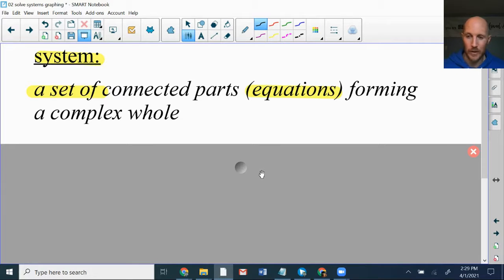So you could have like an ecosystem that you learn about in biology class, all these different animals and life forms, plants and things that are all connected together as part of a whole system. You could have like a circulatory system in your body, and same idea. So we've got a couple of equations that we're going to look at together as a group that forms a complex. It's got several parts, where we've got a couple of different lines.